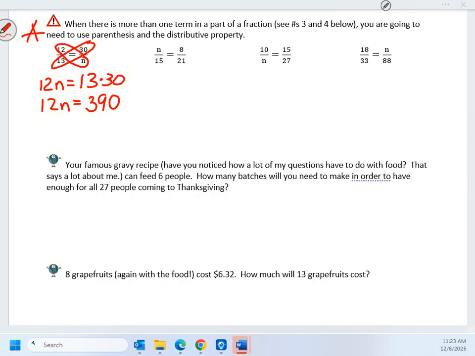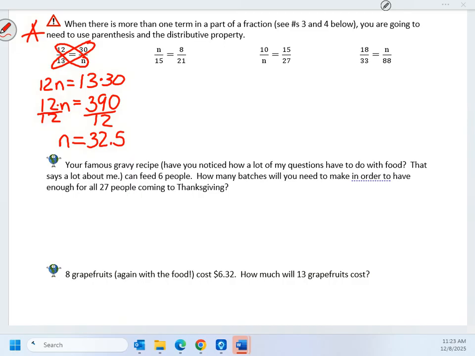Yeah, I have to divide both sides by 12 because I was multiplying by 12. So I divide both sides by 12. What is 390 divided by 12? 32.5. Is there a way for me to check my work? 32.5 times 12. Yeah. I have to work it backwards. Is 32.5 times 12 the same as 13 times 30? Do they balance out? Yes.